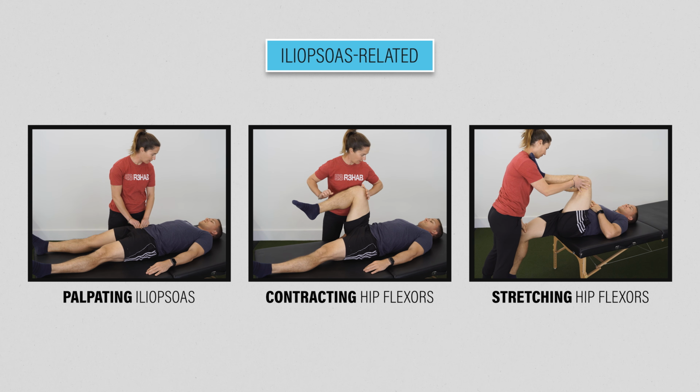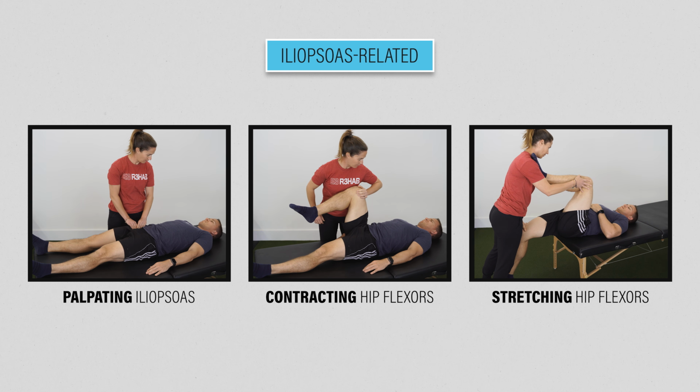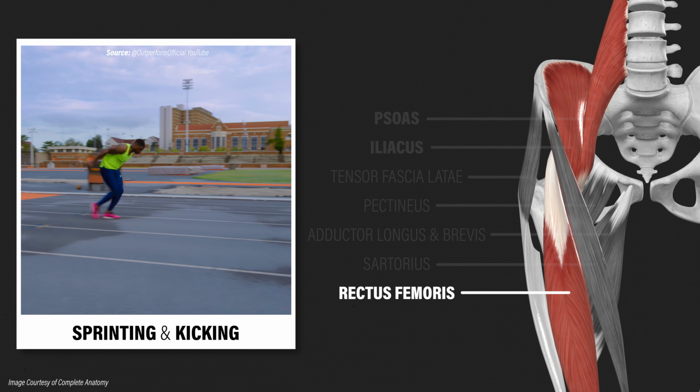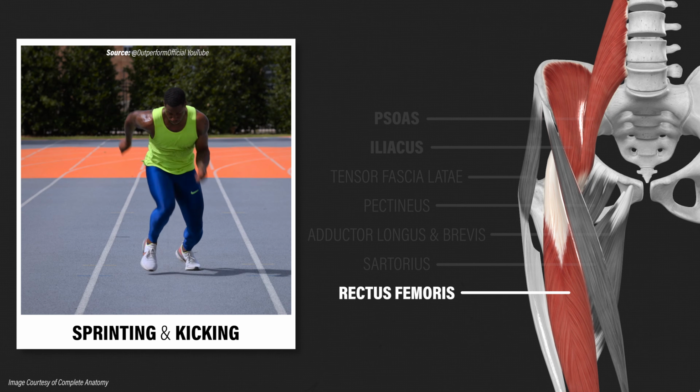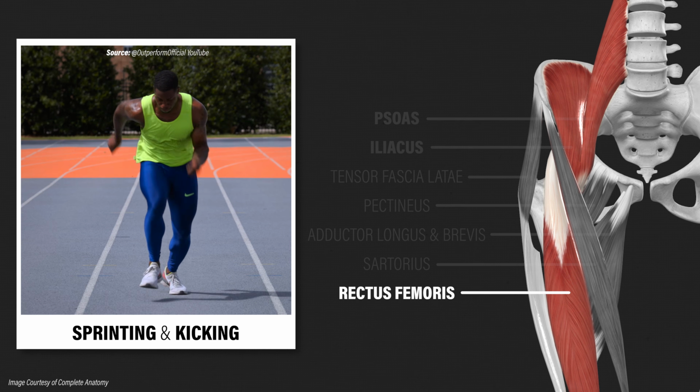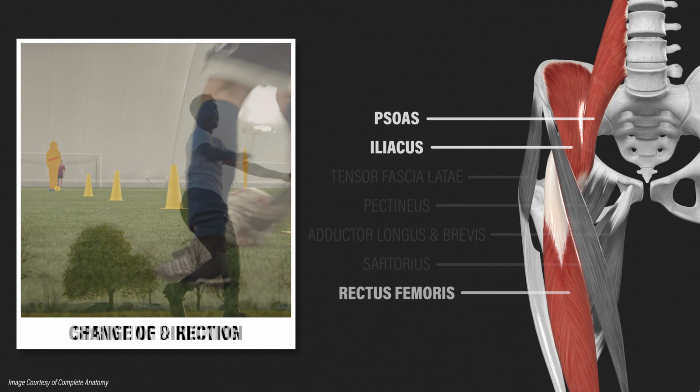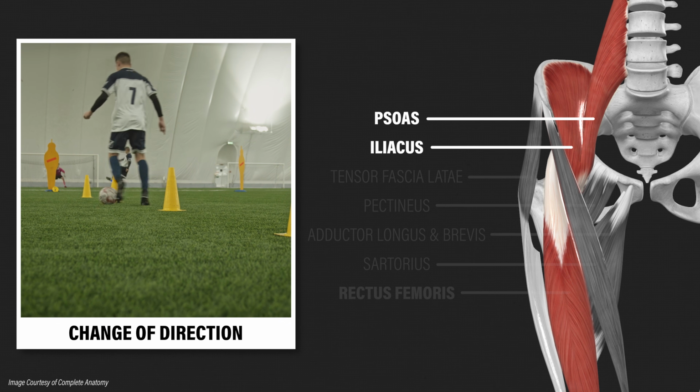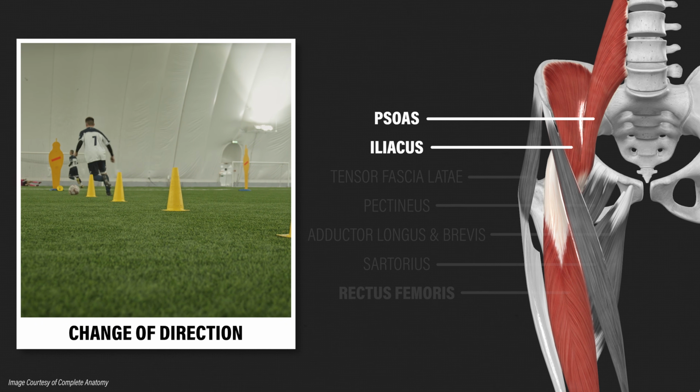Iliopsoas-related groin pain refers to pain and tenderness at the front of the thigh along the iliopsoas that is reproduced with resisted hip flexion and/or stretching of the hip flexors. The rectus femoris, which also falls under this category, is most commonly strained during sprinting and kicking, while the iliacus and psoas can become strained from change of direction movements.